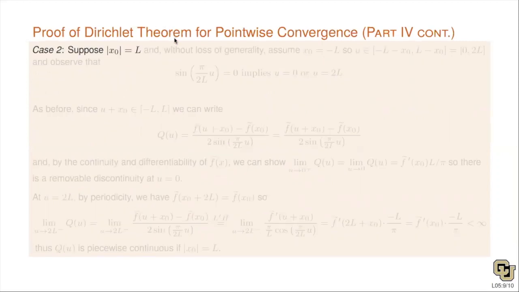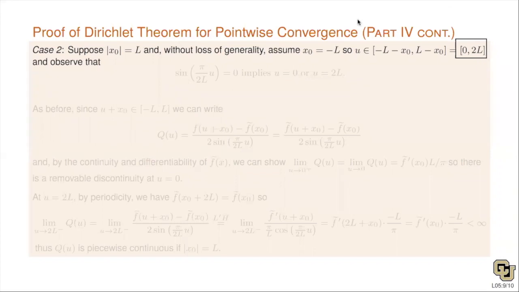Now we assume x sub 0 is on the endpoints of our closed interval from minus L to L. Whether x naught is equal to L or negative L doesn't matter; the argument is the same. So without loss of generality, I'm going to assume x naught is equal to negative L. Remember we're integrating u from minus L minus x naught to L minus x naught. So in this case, we're integrating u from 0 to 2L.